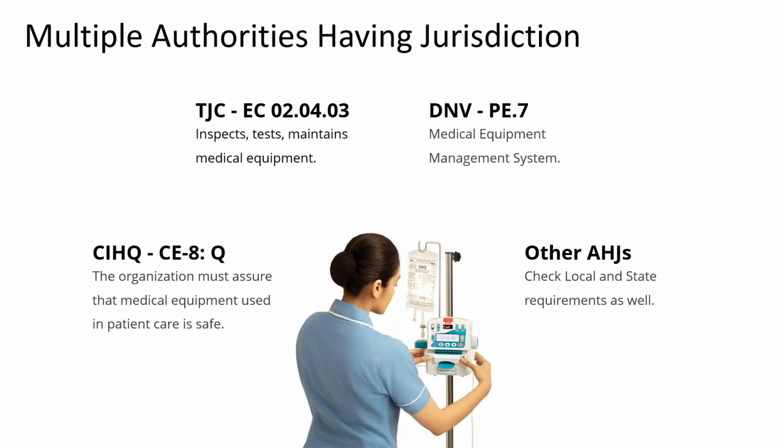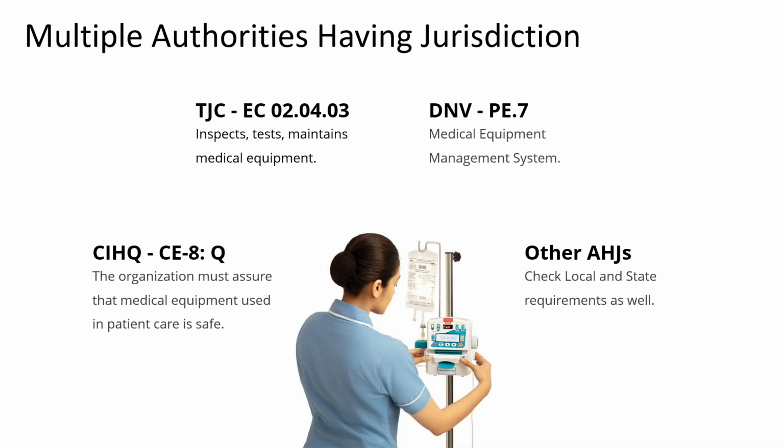DNV puts it all in the physical environment, Section 7. Joint Commission, most of it is in EC.02.04.03. There's some in EC.02.04.01. There's also CIHQ. That's one of the new players on the block. Any CIHQ? I forgot to ask that one. No. Usually not. I always wanted to have a $20 ready if someone raised their hand, just to say thank you, you finally started using CIHQ. And like I said, other authorities having jurisdiction.